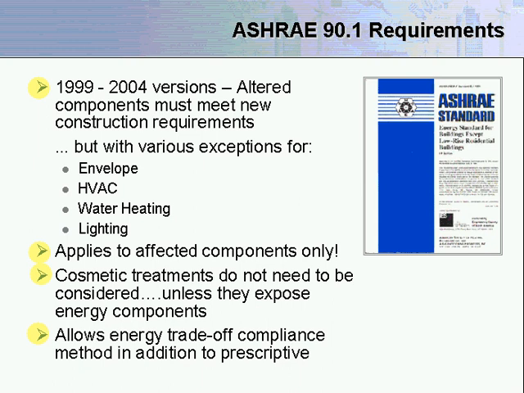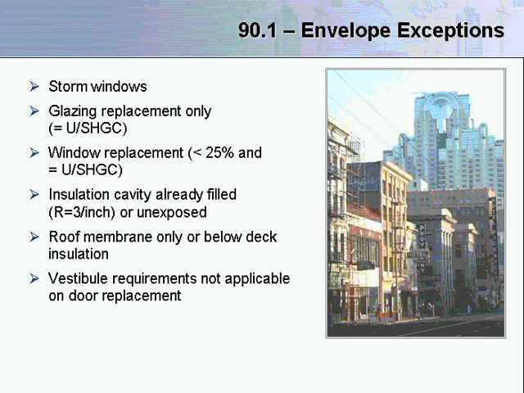So let's go over each of these four areas, envelope, HVAC, water heating, and lighting, and look at the actual exemptions. For envelope, there are a series of them. Again, storm windows, which we mentioned for IECC. If you're adding or replacing a storm window, there's no compliance required. That's just an add-on. If you are replacing the glazing only, similar to IECC, compliance is not required. However, for 90.1, there's a kicker: the U-value and solar heat gain coefficient must be at least as good for the new window you're putting in as the old window. It can't be any worse. But as long as that condition is met, there are no other requirements for compliance.